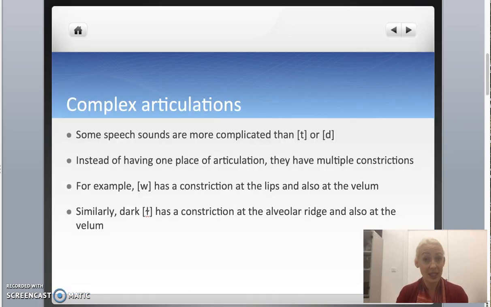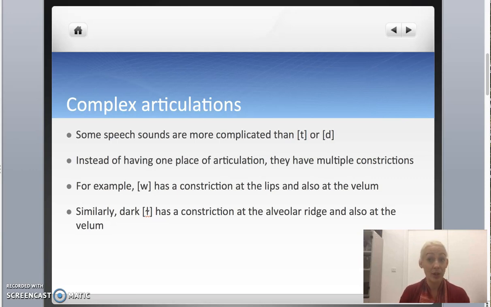We already talked about complex articulations as regards English, and I told you that some speech sounds are more complicated than, say, t or d, when we talk about their place of articulation, because they have more than one place of articulation, meaning we create two constrictions in two different places in order to produce those sounds.